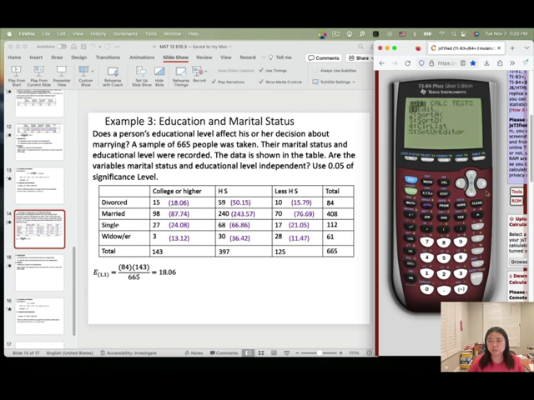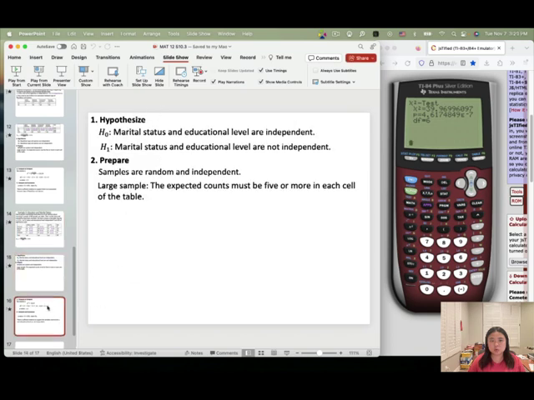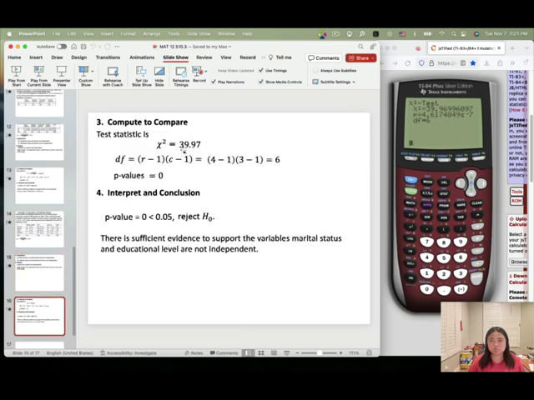And then go to the stat, go to the test, go up, chi-square test. Go to calculate, enter. So check your work. Test statistic 39.97. Degree of freedom is going to be equal to 6. And then p-value 4.617 times 10 to the power of negative 7. So that will be equal to 0.